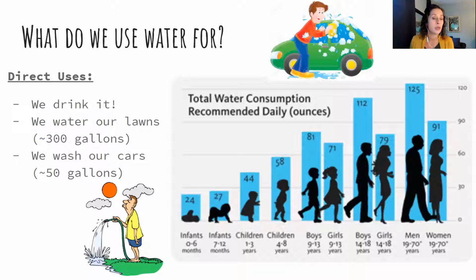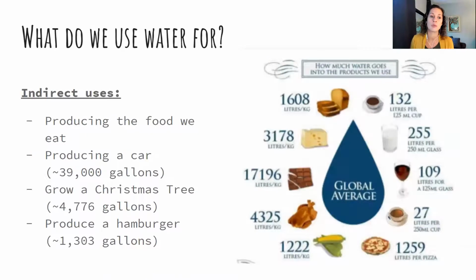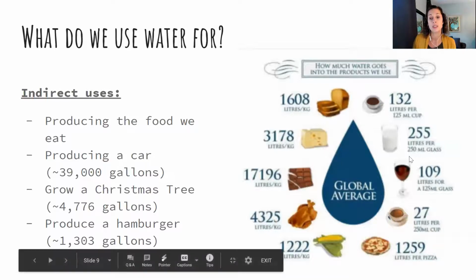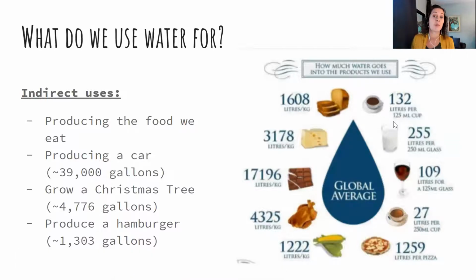What do we use water for? Well, in some cases, it's direct use where you can see the water being used. We drink it, we water our lawns, we wash our cars. But in some cases, you don't see that water being used. We call those indirect uses. This is when we produce food, manufacture cars, grow a Christmas tree, or produce the meat for a hamburger. And there's a bunch of other foods and products that we use here that water goes into that production.